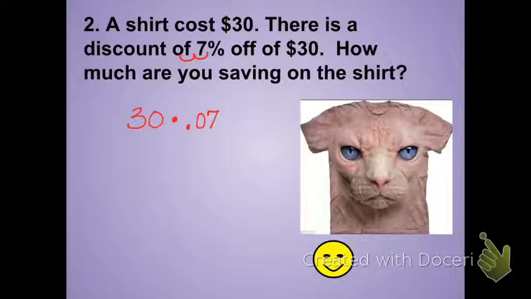Okay, put that in your calculator real quick, and don't call it out, but just raise your hand when you know how much we're going to save. Hayden, how much are we saving? So what is that, in money, what does that say? $2.10. We're going to save $2.10.